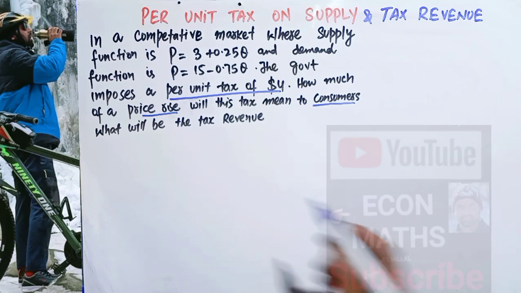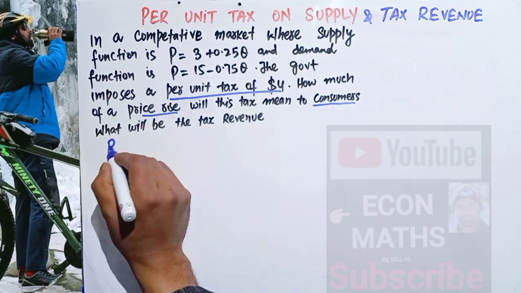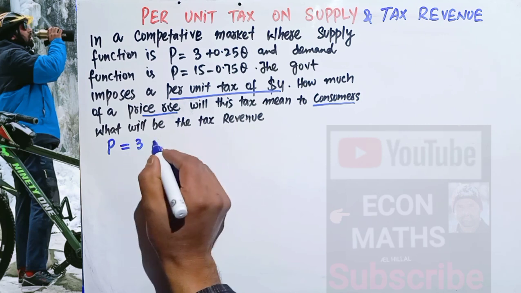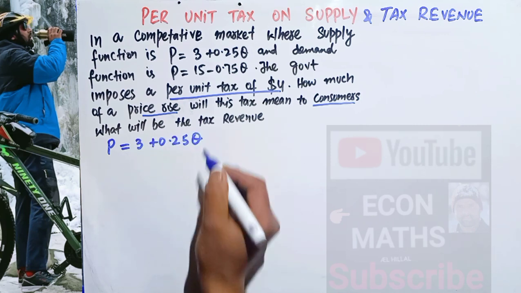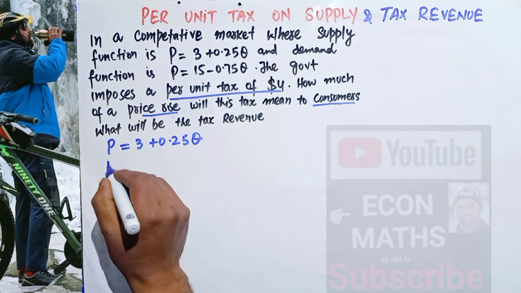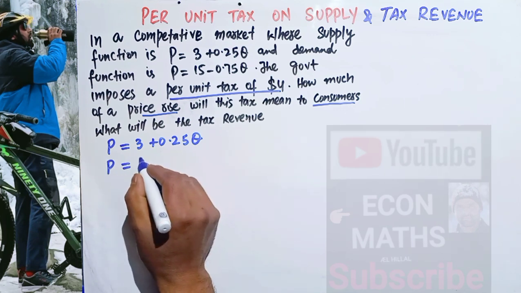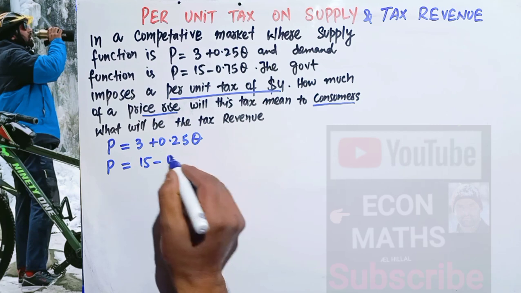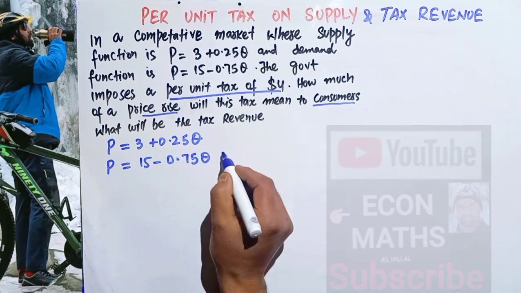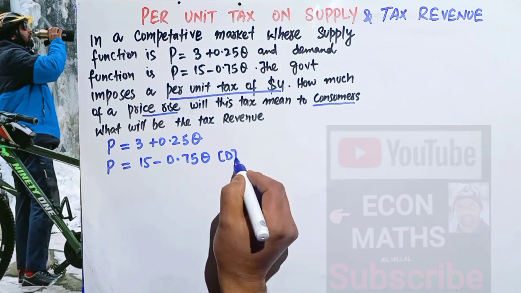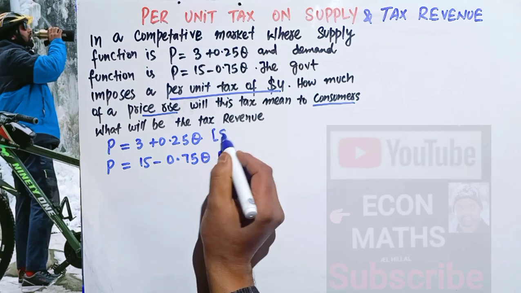Okay, so what we are being given, we are being given the demand function as P is equal to 3 plus 0.25 Q. Okay, and supply function is P is equal to 15 minus 0.75 Q. My mistake, this is demand function. Okay, and first one is supply function.